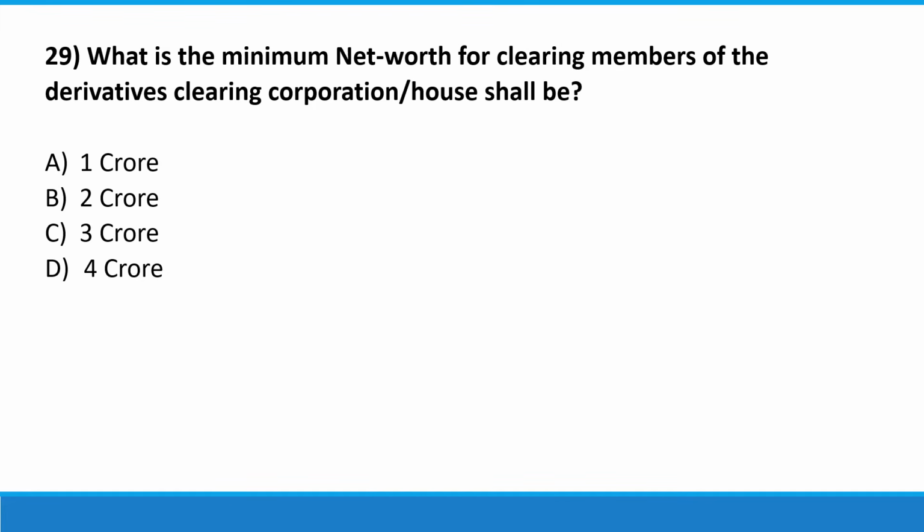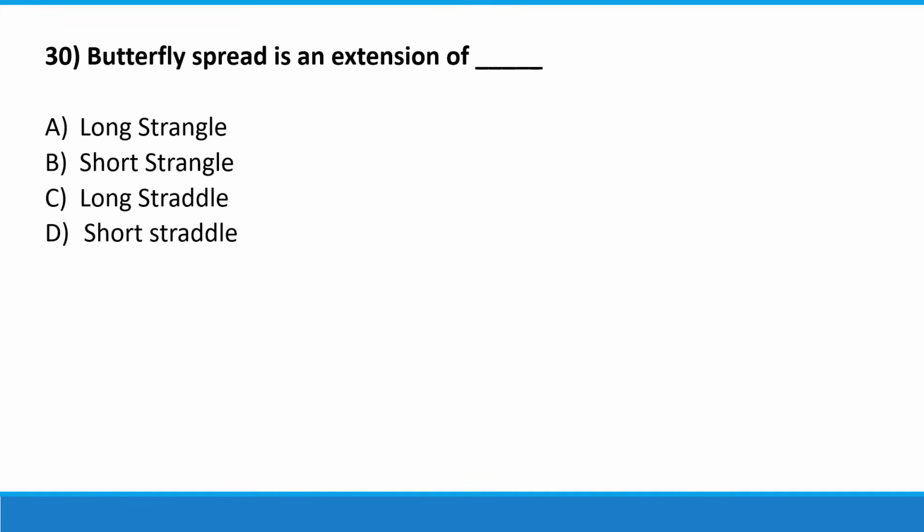What is the minimum net worth for clearing members of the derivatives clearing corporation or house? Option A, 1 crore. Option B, 2 crore. Option C, 3 crore. And option D, 4 crore. The correct answer is option C, 3 crore. Butterfly spread is an extension of option A, long strangle, option B, short strangle, option C, long straddle, and option D, short straddle. The correct answer is option D, short straddle.